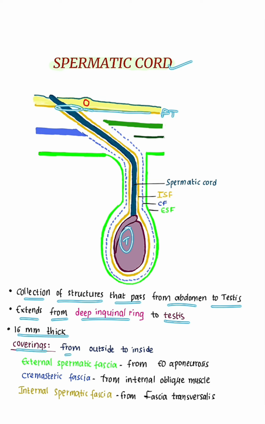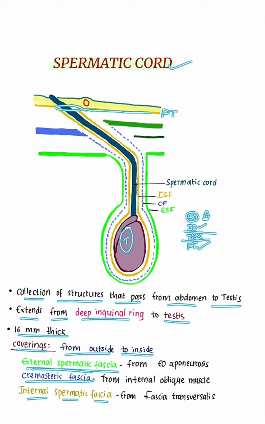Coverings from outside to inside: external spermatic fascia, cremasteric fascia, internal spermatic fascia. Just remember that there are three flat muscles from in front to behind: external oblique, internal oblique, transversus abdominis. And behind the transversus abdominis, fascia transversalis is present. Aponeurosis of external oblique. Muscle fibers of internal oblique. Do not consider transversus abdominis. Next we have fascia transversalis.